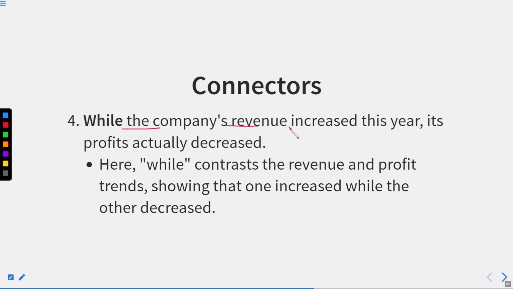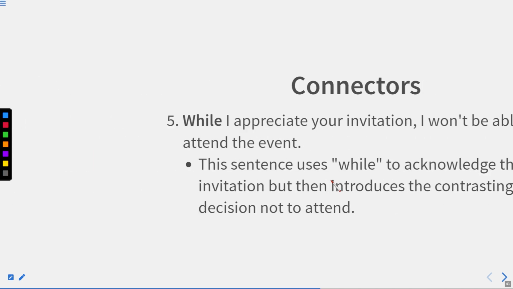While the company's revenue increased this year, its profits actually decreased. So now we are talking about the company's revenue increasing this year. It means it is in profit, whereas its profit actually decreased. Here, while contrasts the revenue and profit trends, showing that one increased while the other decreased.